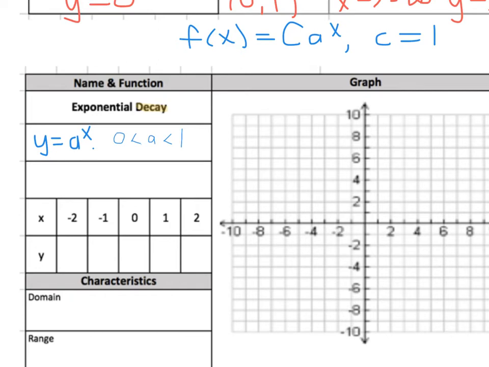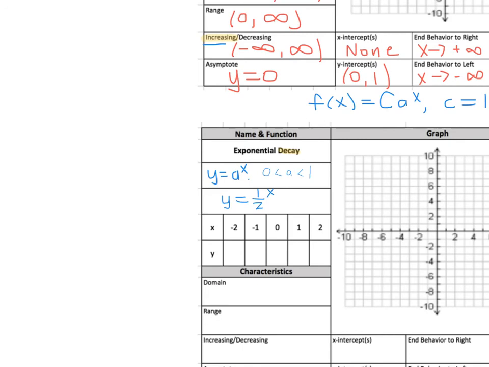So we are going to use the example y equals, put in a 1/2 for a. So it's y equals 1/2 to the x. All right, so now let's plot points to get the graph of this function. If we plug in a -2, let's work that out over here. So we're going to get y equals 1/2 to the -2.